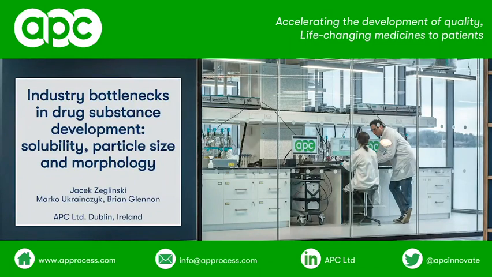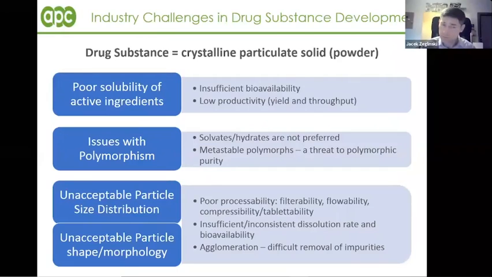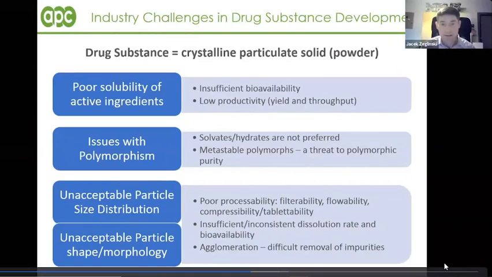This talk would be, as I mentioned, focused on the industry challenges in drug substance development. The definition of drug substance here would be crystalline particulate solid in powder form. So usually we are handling white powders, and those are APIs, active pharmaceutical ingredients, which are the base for making tablets, solid dosage forms. And then talking about powders, we usually handle crystalline materials. Sometimes they are amorphous, but most of them would be crystalline solids.